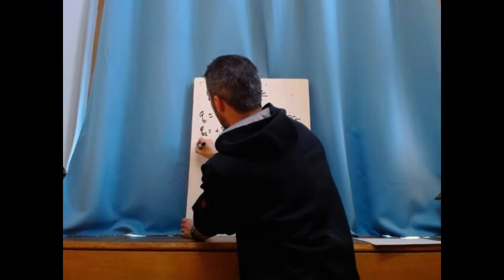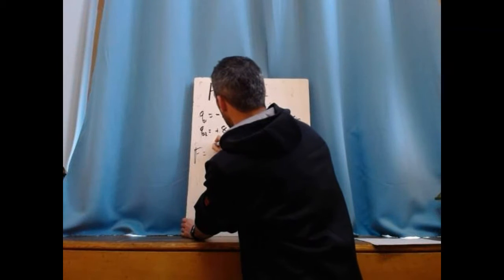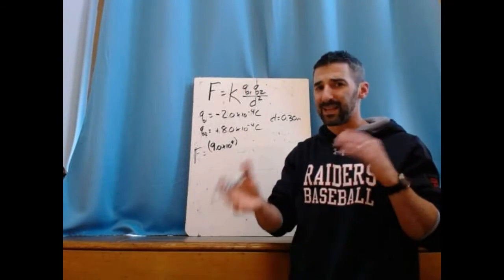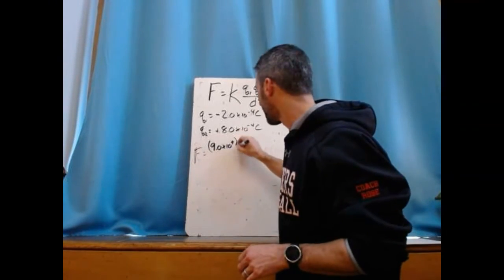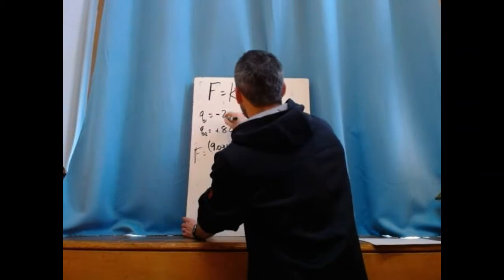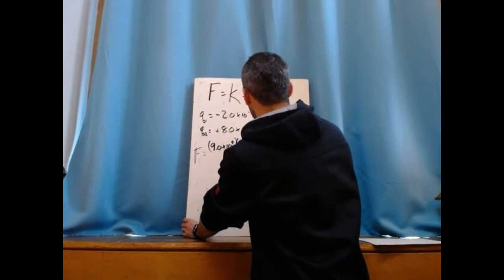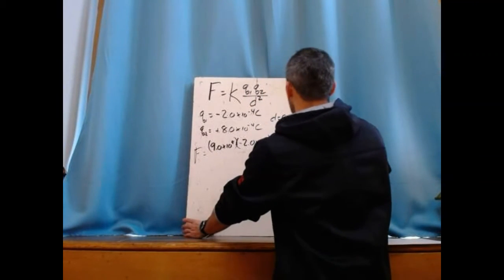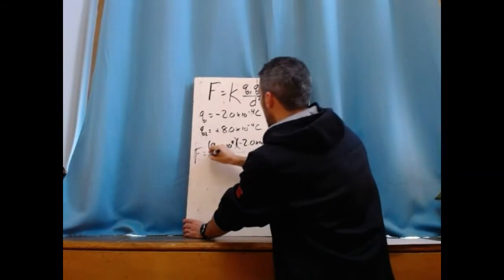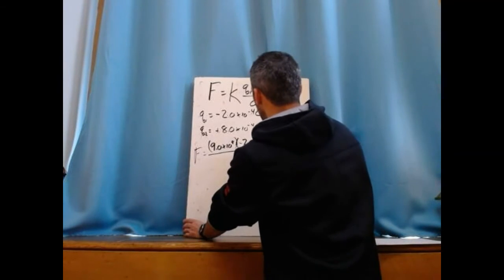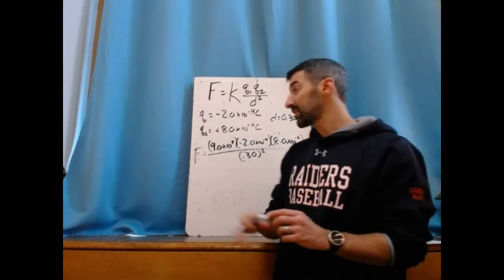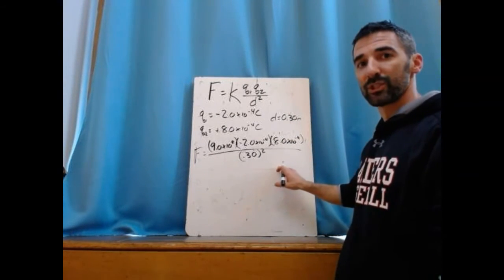So I can say that F is equal to 9.0 times 10 to the ninth. Now I know in our notes I said it's 8.99, but the number is 8.99 and 9 times 10 to the ninth. Our numbers are basically the same. Times negative 2.0 times 10 to the negative fourth times 8.0 times 10 to the negative fourth, all divided by 0.30 squared. Now, this is really all the meat and potatoes of our problem, just doing that whole thing.